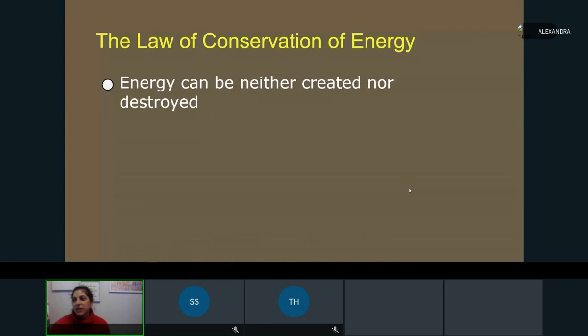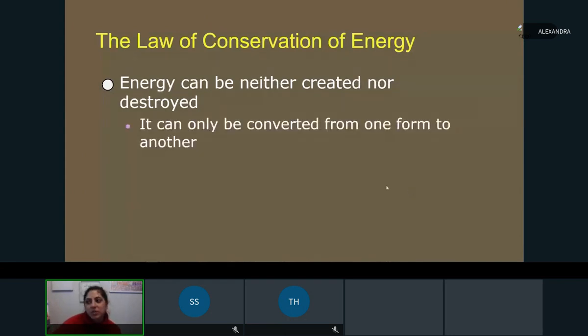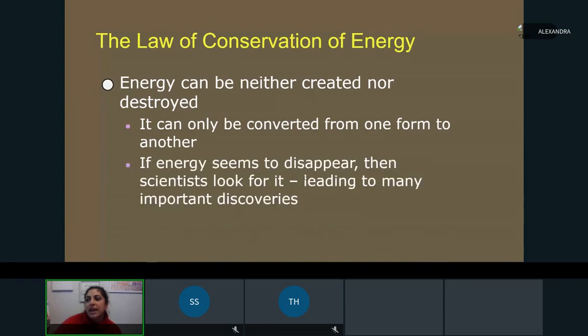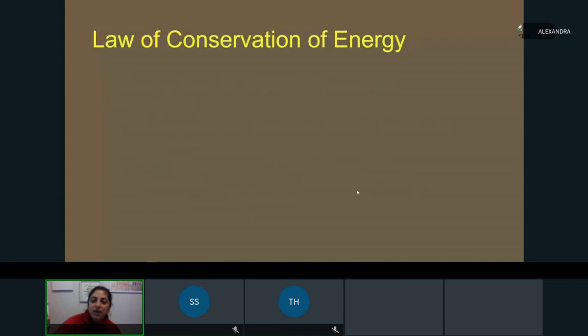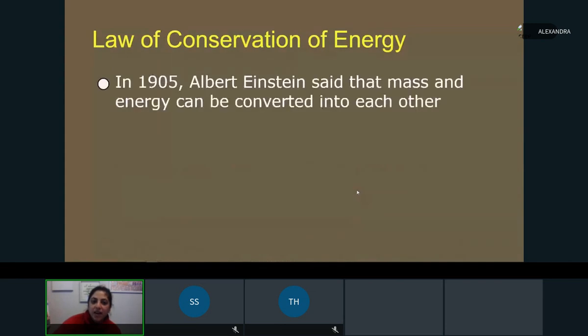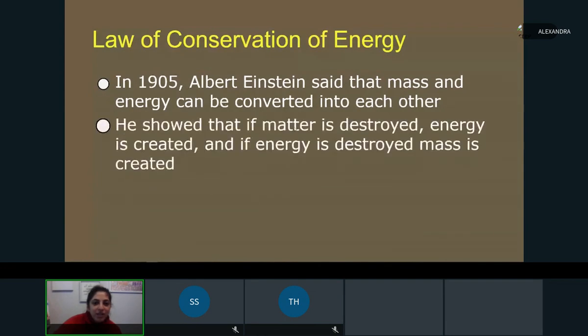The law of conservation of energy, I already said, energy can be neither created nor destroyed. It can only be changed from one form to another. It doesn't just disappear. It means that scientists need to look for it, which then leads to a lot of other discoveries. More information, Albert Einstein said that mass and energy can be converted into each other. He showed that if matter is destroyed, energy is created. And if energy is destroyed, mass is created. And that's where he gets this idea of E equals mc squared, which is a pretty famous equation. You may have seen that before.